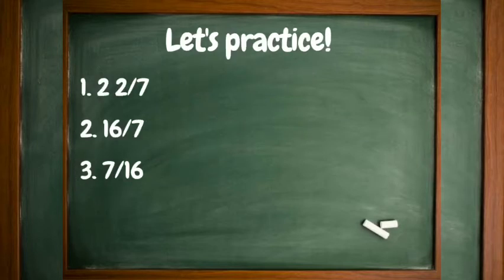Let's practice. Number 1, 2 and 2 over 7. Number 2 is 16 over 7. Number 3 is 7 over 16.